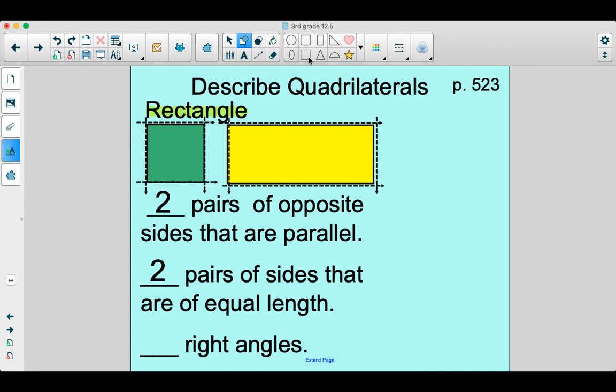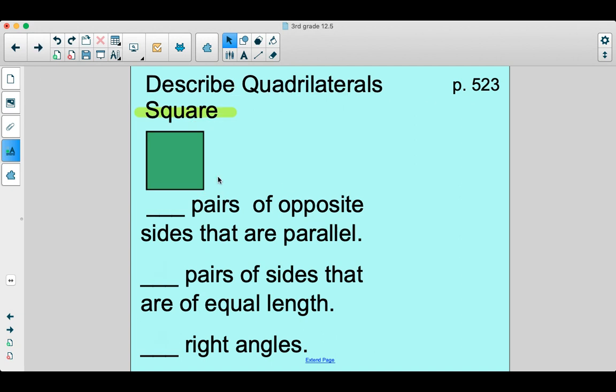How many right angles are there? That's a right angle. It makes a perfect square. That's a right angle. It makes a perfect square. That's a right angle. It makes a perfect square. And that's a right angle. It makes a perfect square. I could do the same thing over here in the square. So it's got to be 4.